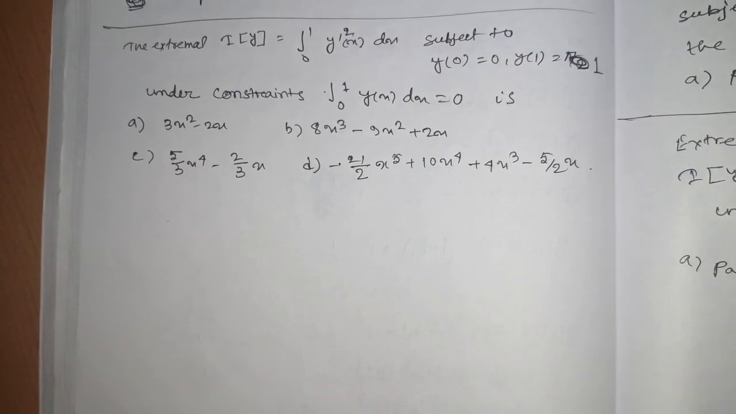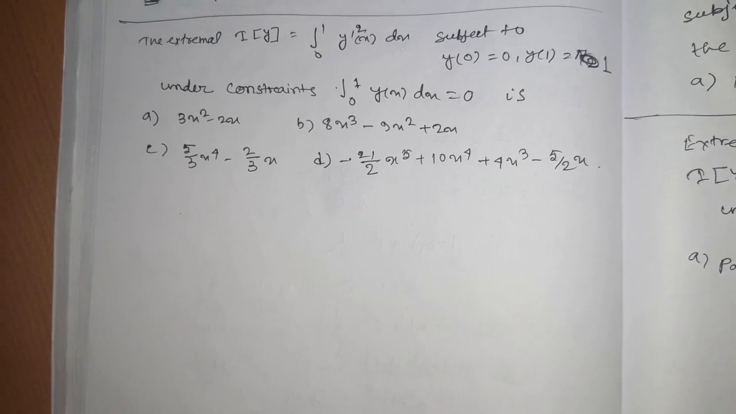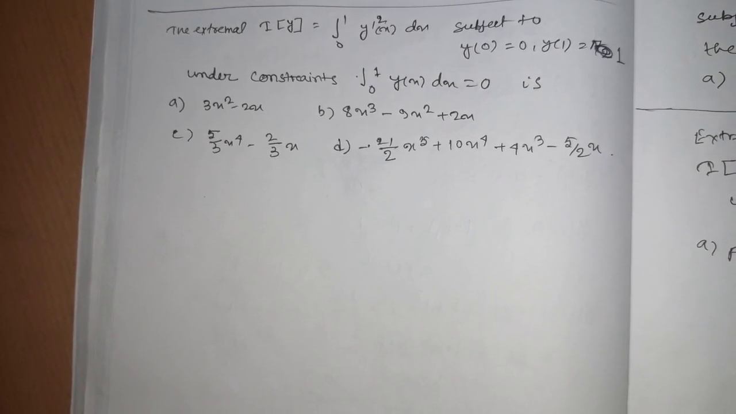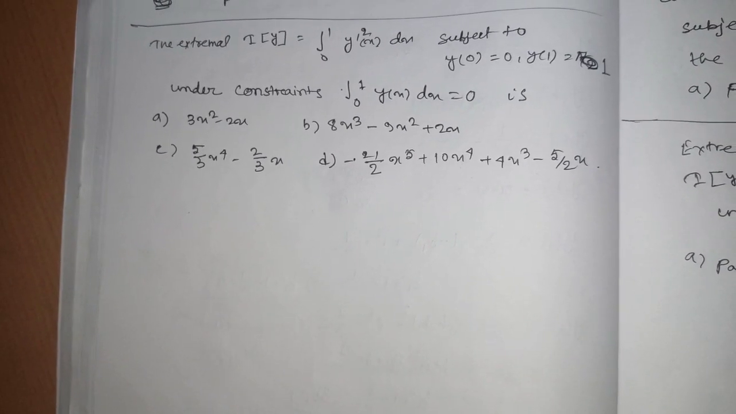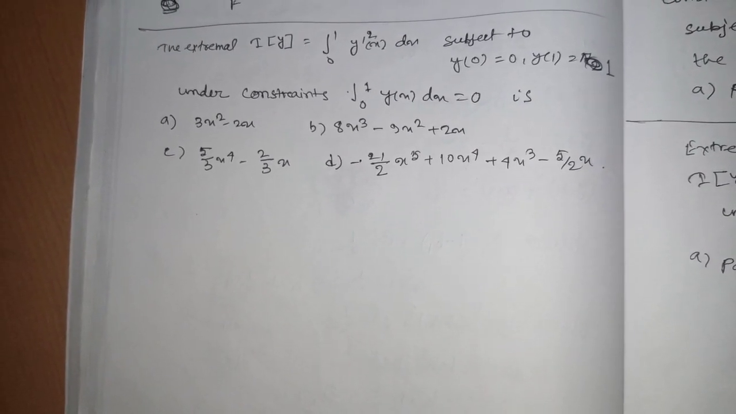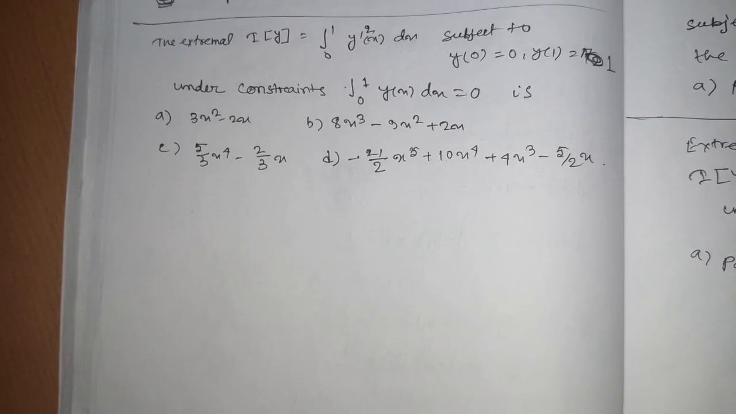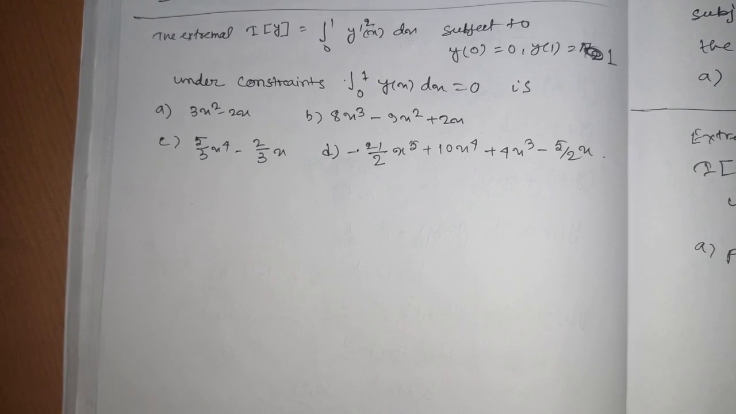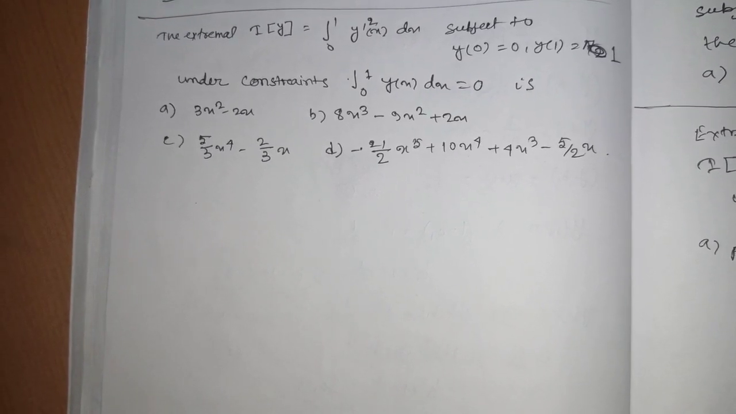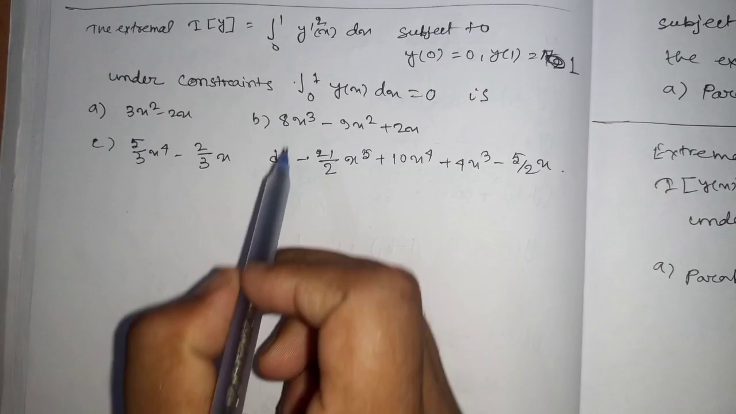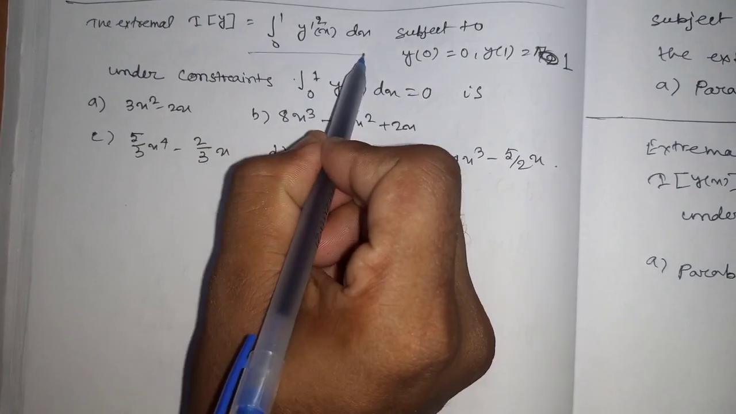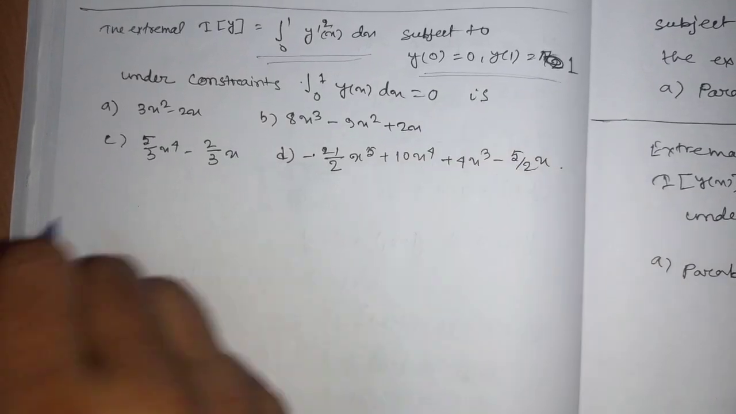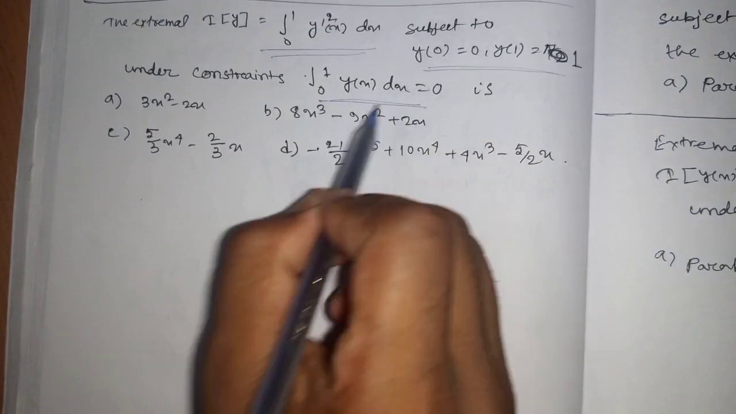Now see one problem for better understanding. Extremize I(y) equal to integration 0 to 1 y dash square dx, subject to y(0) is 0 and y(1) equal to 1, under the constraint integration 0 to 1 y(x) dx equal to 0. These are the options. Now see, this is the functional, these are the boundary conditions, and this is our constraint.